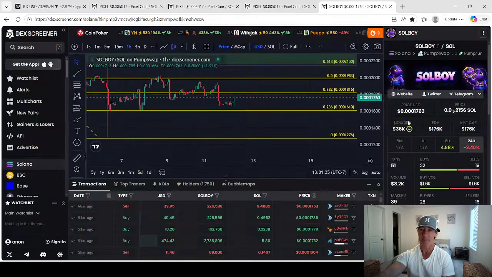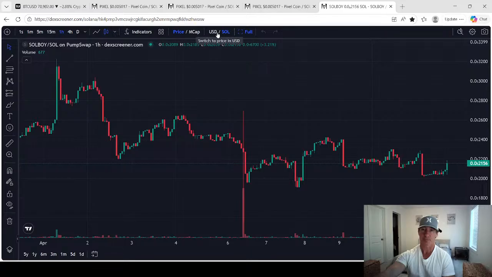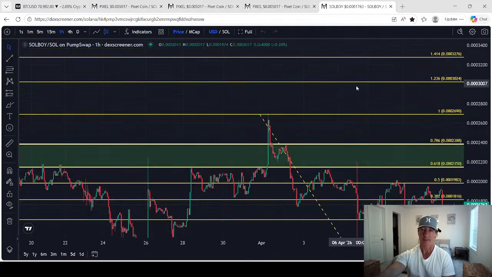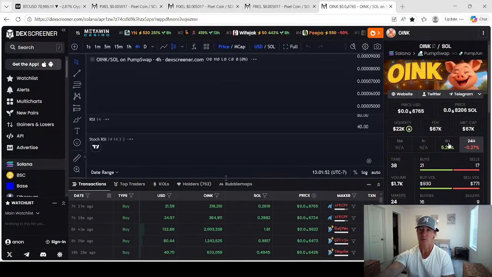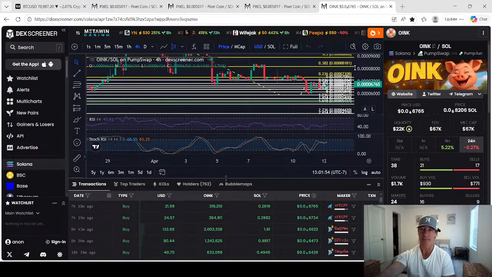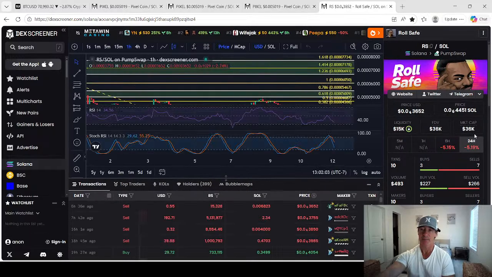Let's go ahead and look at the market cap. 160K market cap right now. And I don't think I looked at Oink's market cap. So let's go back and look at Oink's. The Oink market cap is a 67K market cap. Let's go ahead and we'll look at RollSafe. RollSafe right now is a 36K market cap. Let's go ahead and look at the charts.